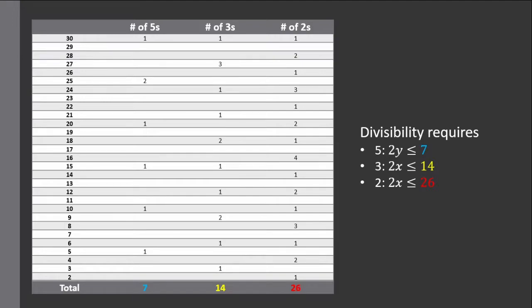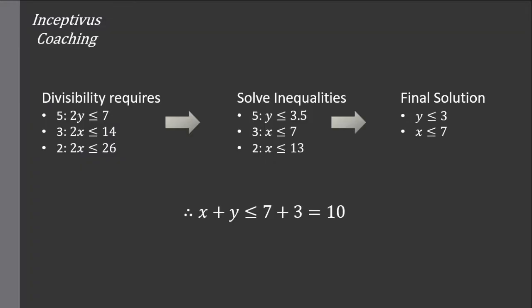And now let's solve the inequalities to get the inequalities for just x and y. So if 2y is less than or equal to 7, we know that y must be less than or equal to 3.5. And given that y is an integer, y has to be bounded by 3. For x, we have 2 inequalities. We have 2x is less than or equal to 14, and 2x is less than or equal to 26.